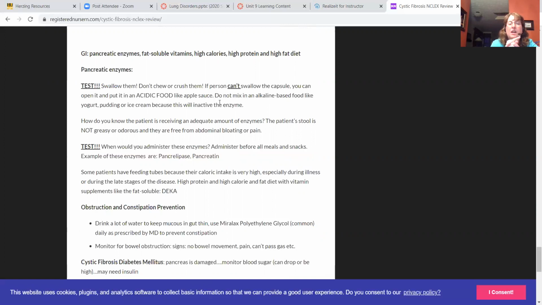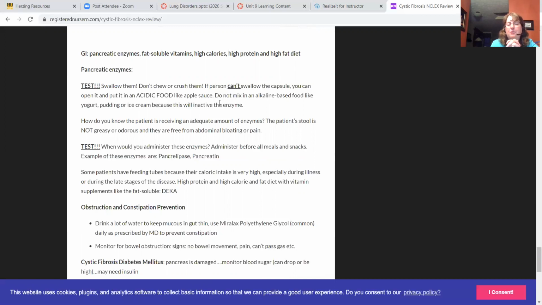And then when they're taking this, how do you know if they're receiving an adequate amount of enzymes? Their stool is not going to look greasy or odorous when they're free from abdominal bloating or pain. So if they're taking enough, that's what things should look like. Their stool should look more normal. Some names of these would be pancreolipase or pancreatin.